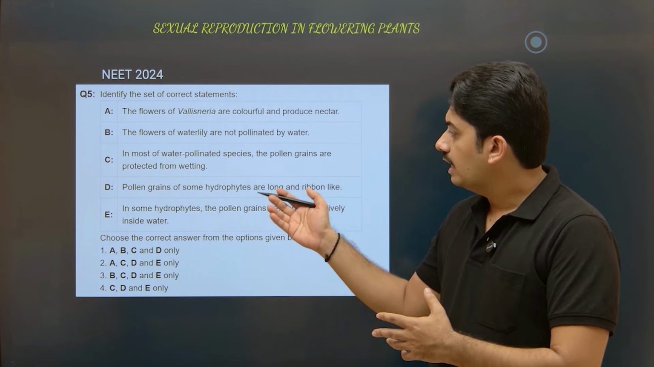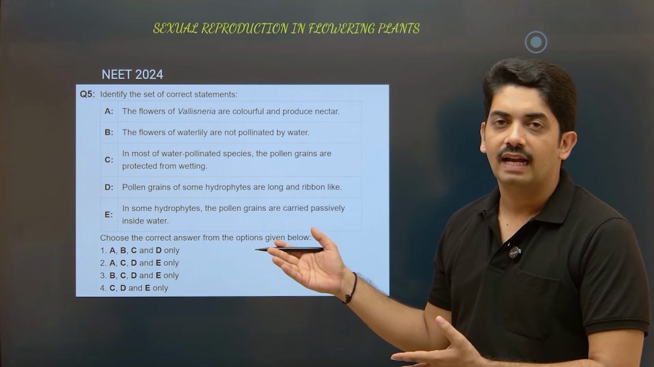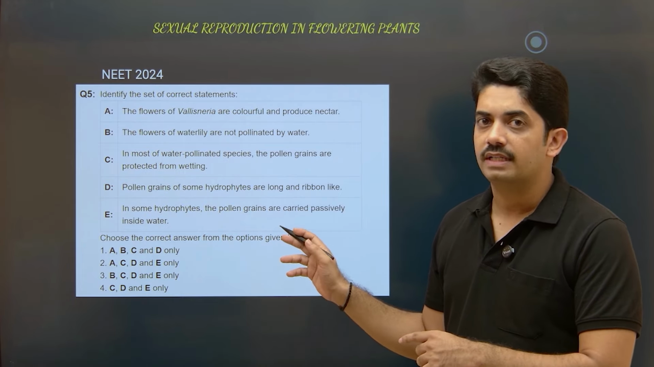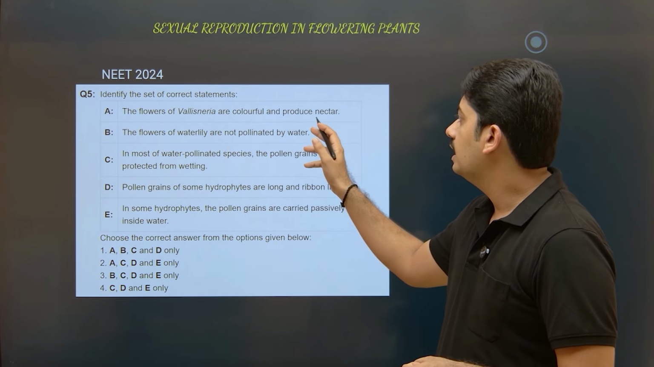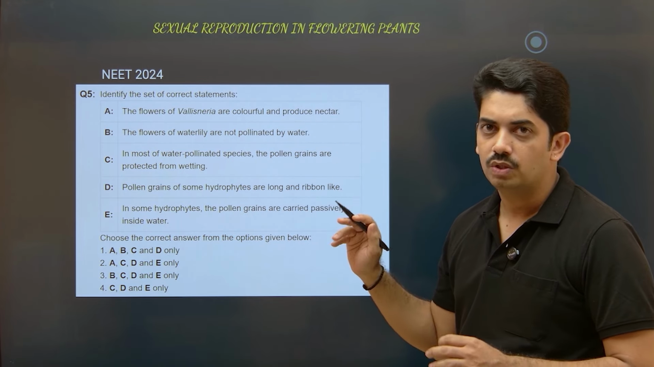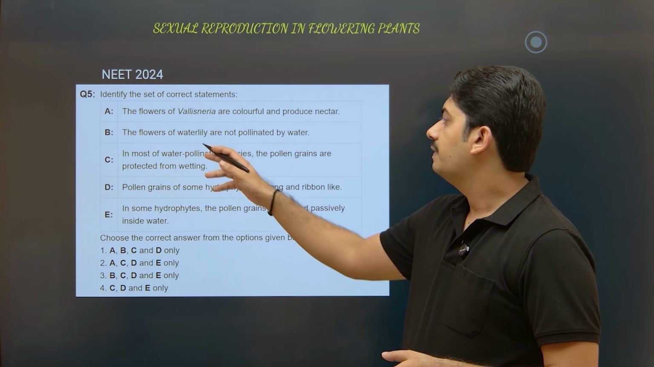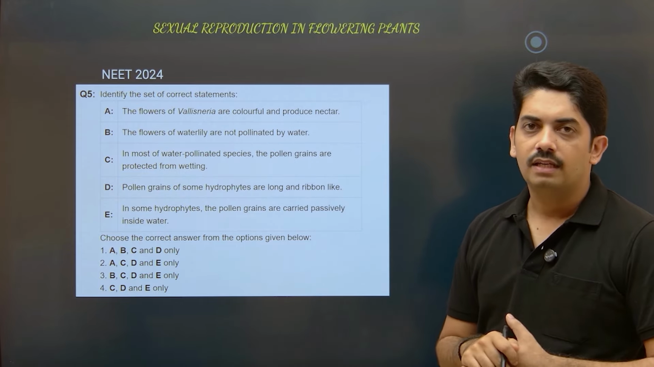See, there are four statements. It takes time to read it, and then you need time to analyze it. Now here he is trying to kill your time. The flowers of Vallisneria are colorful and produce nectar. Absolutely wrong statement, because it is a water pollinated plant. The flowers of water lily are not pollinated by water.